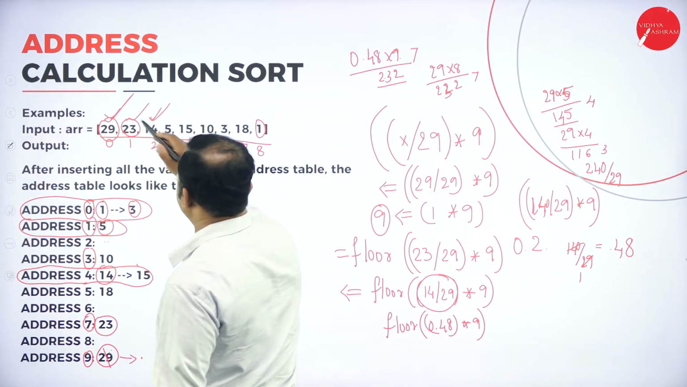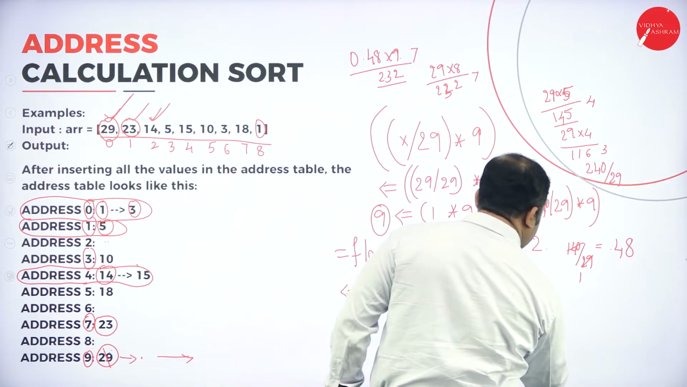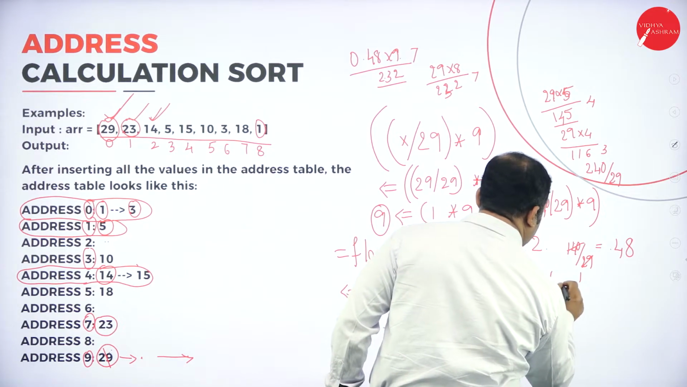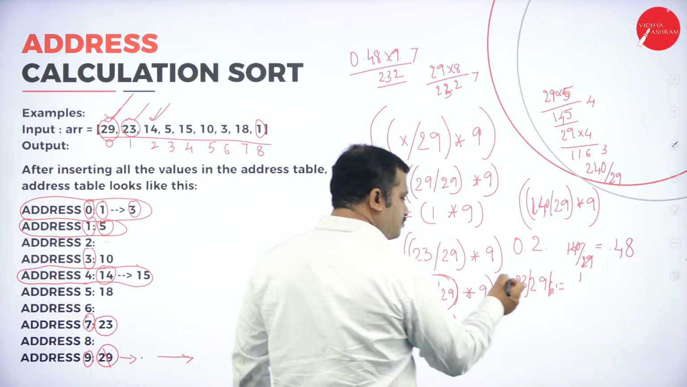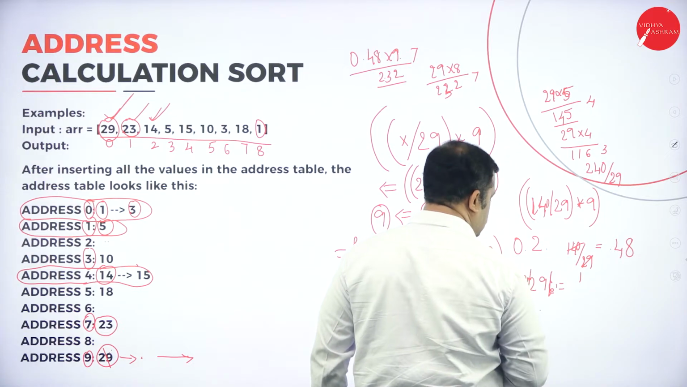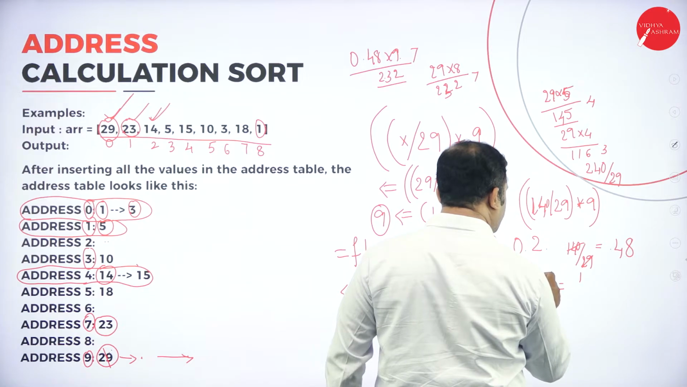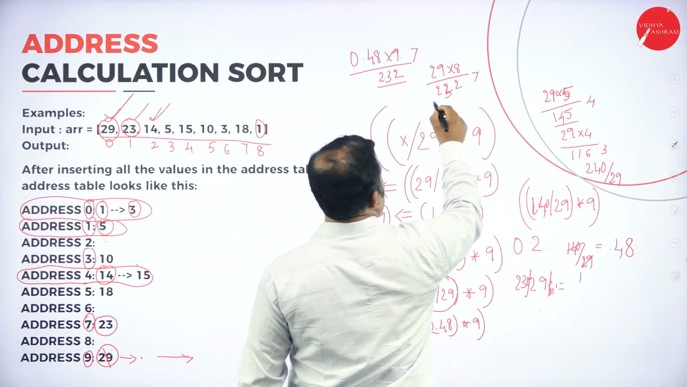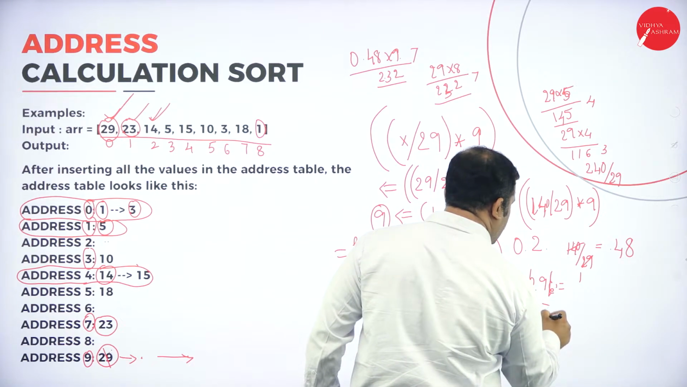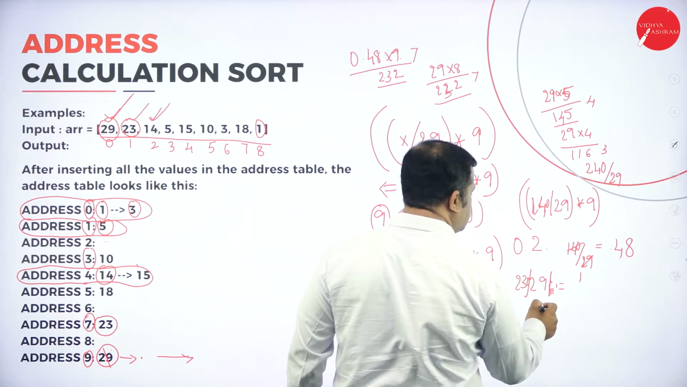That is 23. What is the value for 23? 23 divided by 29. Let me consider that 23 divided by 29 yields a value equal to 0.79. Multiplying by 9, we have the value 7 there. What is the value of this? 7.